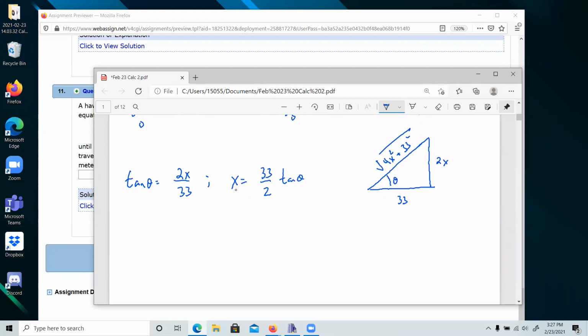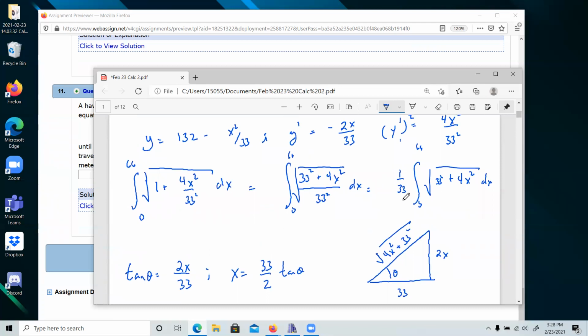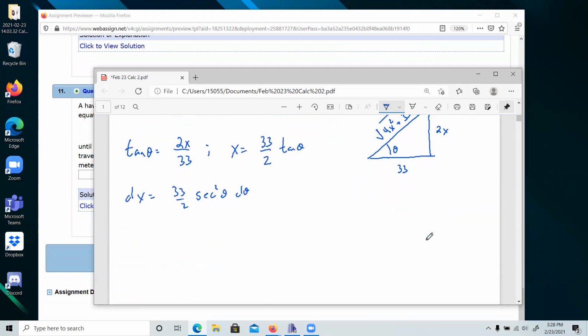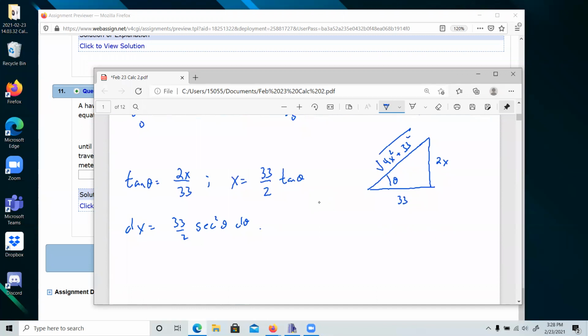Great. dx is equal to 33 over 2 times the derivative of tangent, which is secant squared d theta. Now, I'm just going to work with indefinite integrals because technically I should change all of the limits to something else, but I don't want to do that just yet. So we'll backtrack it all the way into x's. We're just going to work the indefinite case for now.